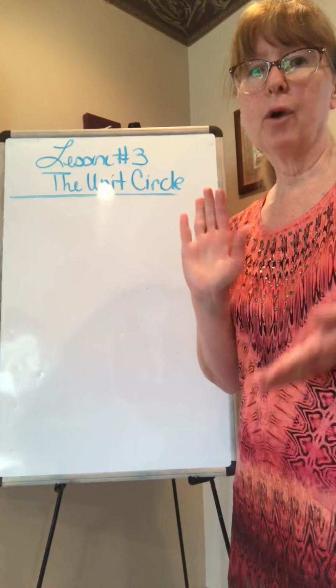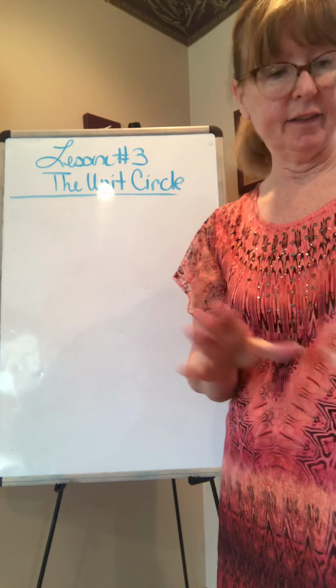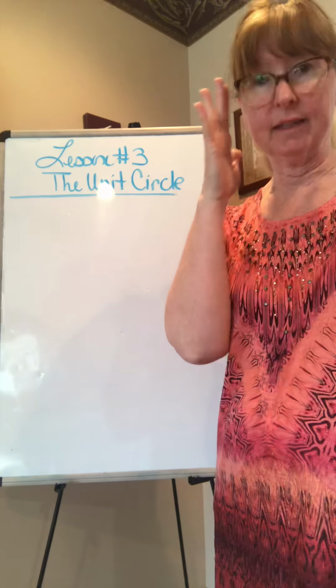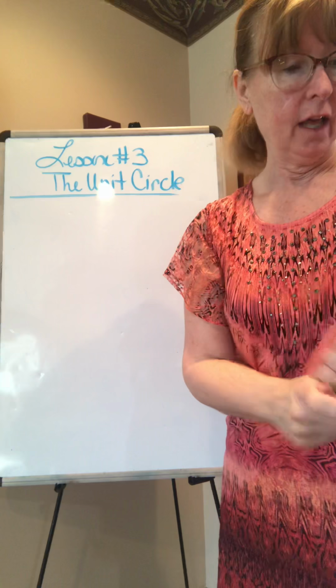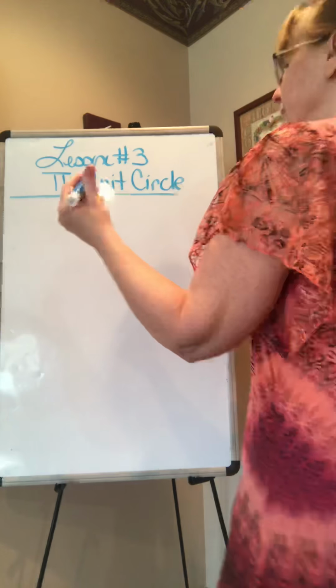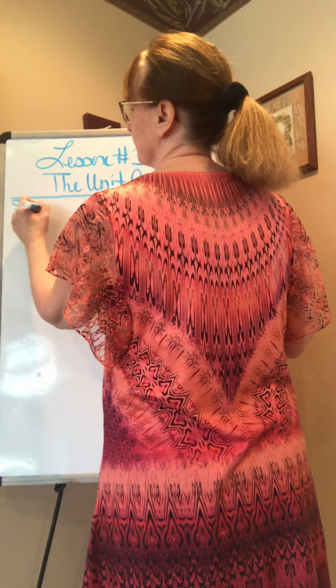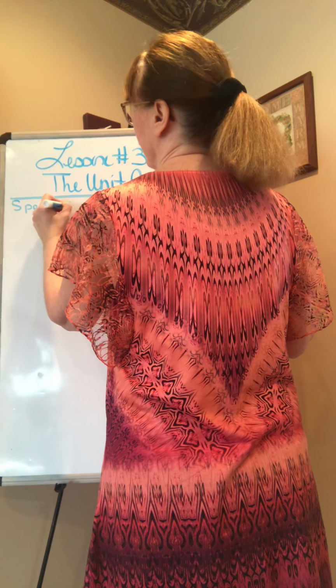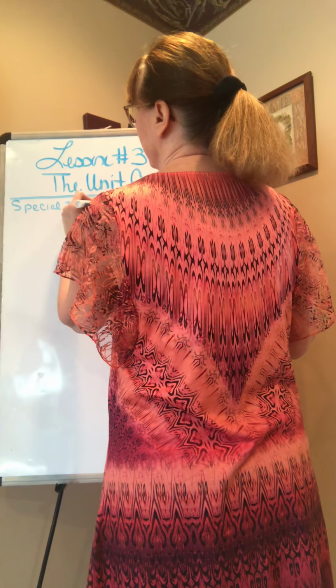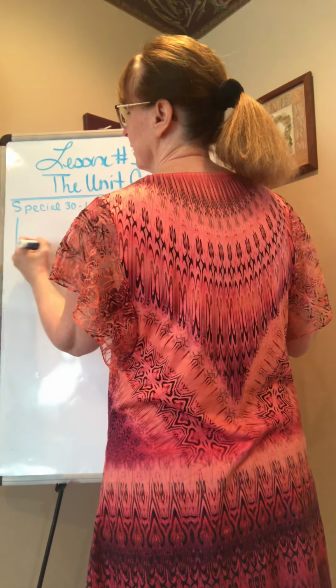Okay, now we're on part C, the third video for the unit circle. Now we're going to talk about the 30, 60, 90 on the unit circle. So let's just go back for a moment. If I'm talking about the special 30, 60, 90 triangle, here it is.